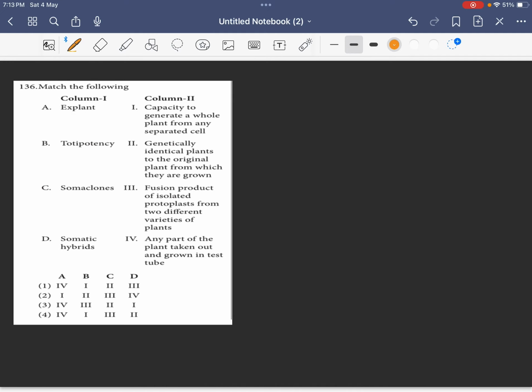Explant, any part of the plant that is capable of being put into the test tube and grown, that you call an explant. Totipotency is a capacity to generate the whole plant from a single separate cell. Somaclones are genetically identical plants to the original plant from where they are grown, and somatic hybrids are the fusion products of isolated protoplasts from two different varieties of plants, right? So best option here is, yes, it is 1.